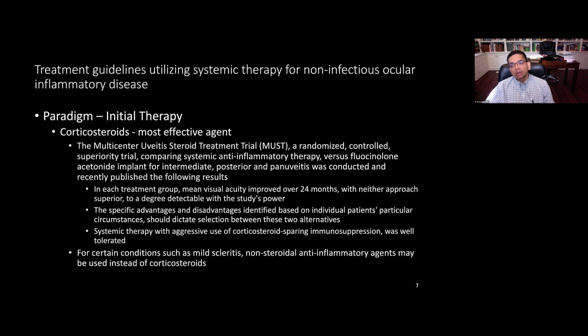But as the study progressed and the 7-year data and now the 10-year data is coming out, we see that there may be some advantages, particularly in patients with bilateral disease, to systemic immunosuppressive or immunomodulatory therapy. So systemic therapy with aggressive use of corticosteroid-sparing immunosuppression in general appears to be well tolerated, with very few long-term side effects requiring discontinuation of therapy in the MUST trial.